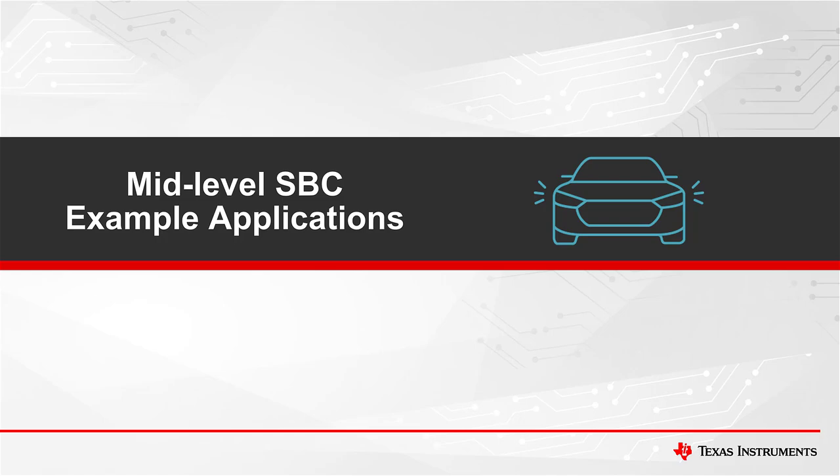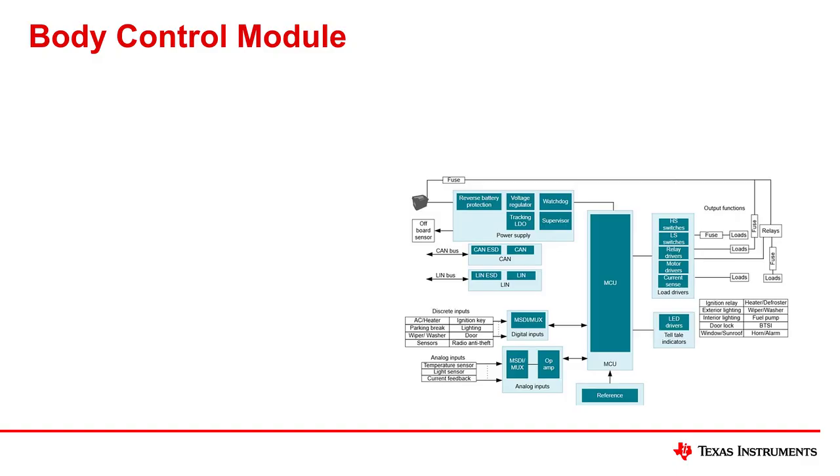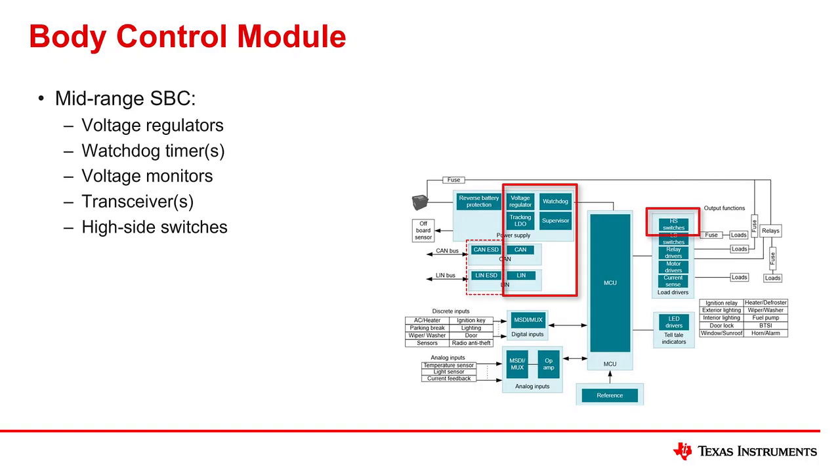Moving on to mid-range SBCs. These can fit into multiple applications, but some interesting ones to focus on are automotive body control modules and phone-as-a-key applications. An automotive body control module is a generic term for an ECU that controls body electronics within a vehicle. This includes, but is not limited to, windows, mirrors, HVAC, locks, etc. via communication on a CAN or LIN bus.